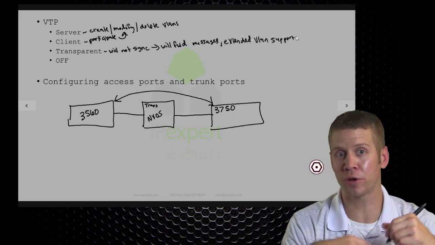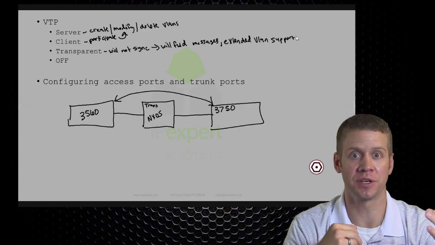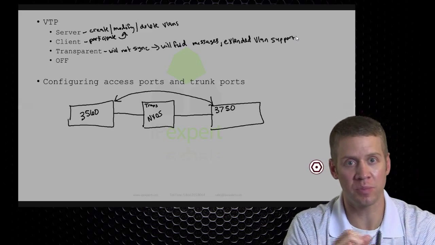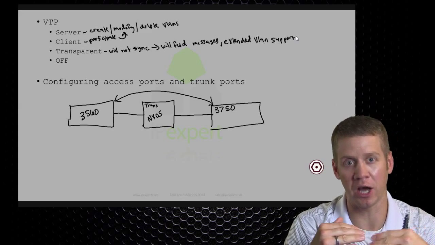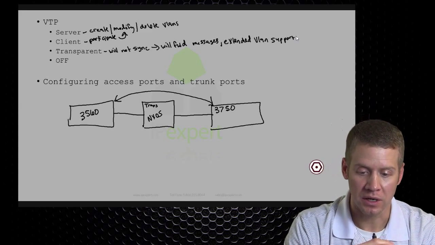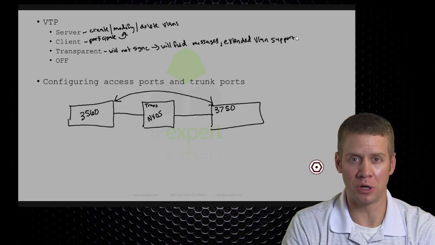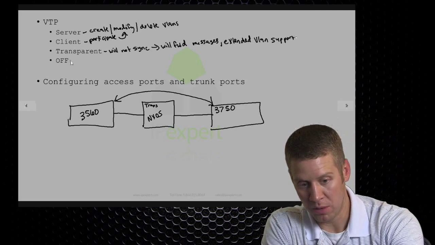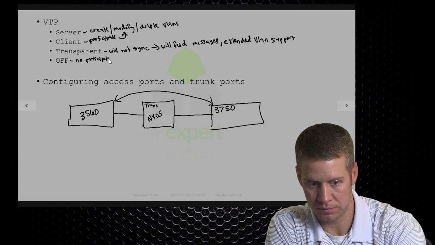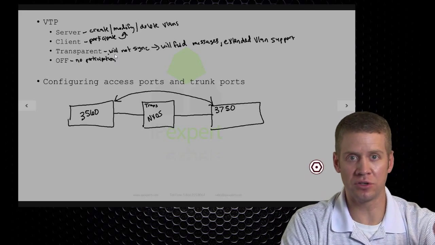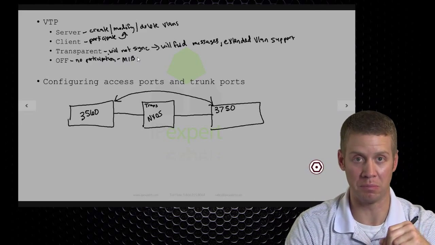Now, why is this important? Remember, anything over 1006 and above is considered an extended VLAN. So we need transparent mode if we're running extended VLANs. This is something I'll show you on the CLI: it won't actually update unless we're in transparent mode. Now, VTP mode off, they sort of consider it a new mode, though I think it's been around for quite some time. But essentially, it has no participation. But they use it because they still want to read the VTP MIB via SNMP.